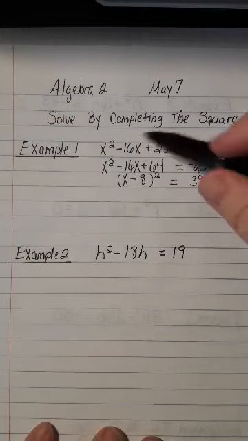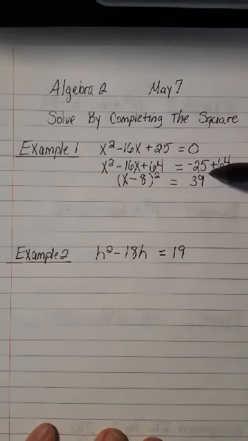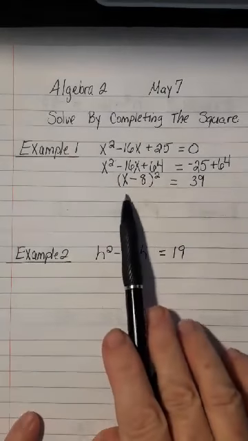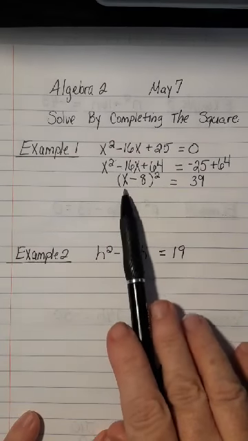All right, now the left side is in parentheses to the second power. The right side is simplified. You're ready to solve for x. And when you solve for x, you want to push everything away from x. You want to get x by itself.